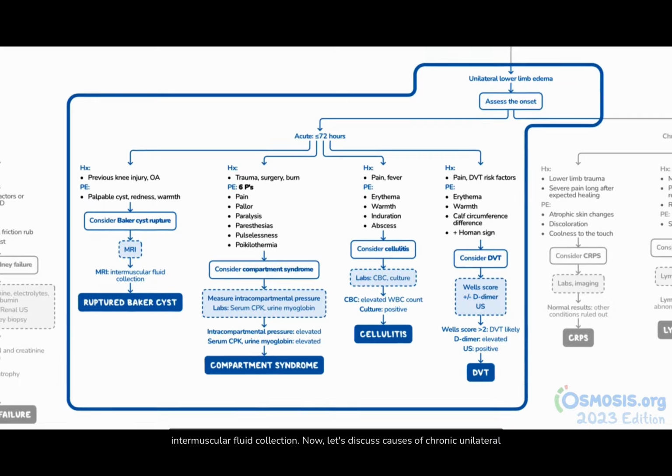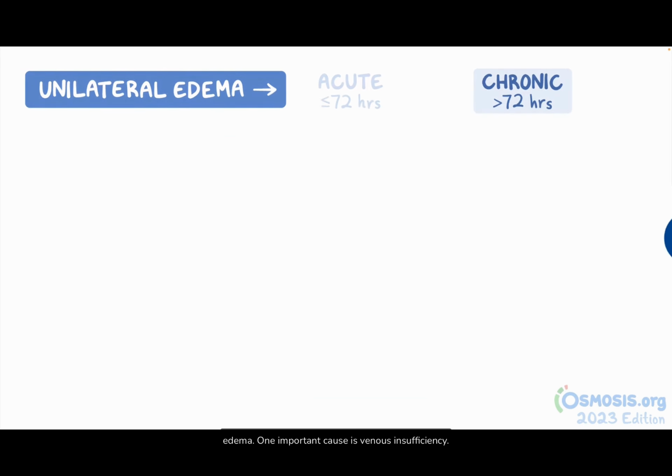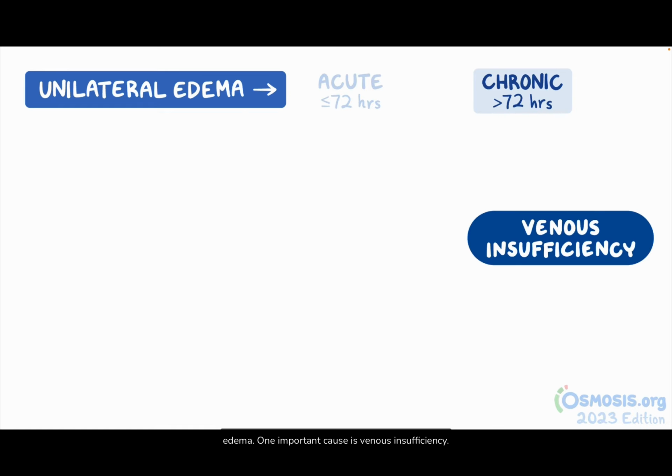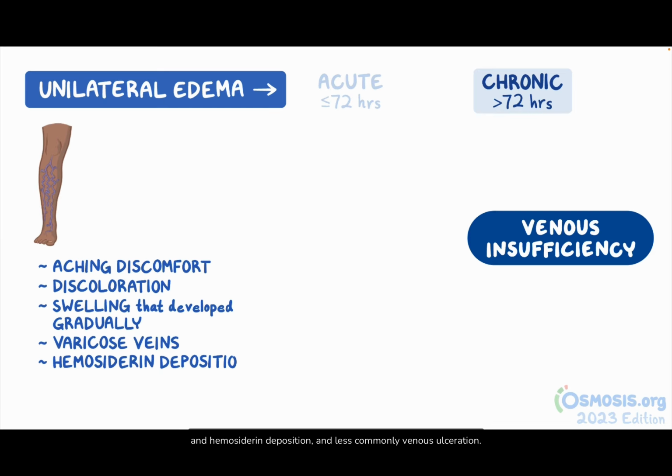Now, let's discuss causes of chronic unilateral edema. One important cause is venous insufficiency. Your patient may report an aching discomfort and discoloration associated with swelling that developed gradually. Examination often reveals varicose veins and hemosiderin deposition, and less commonly venous ulceration.